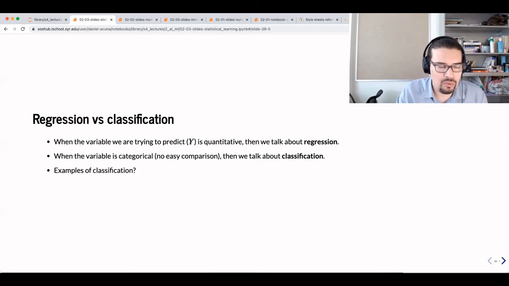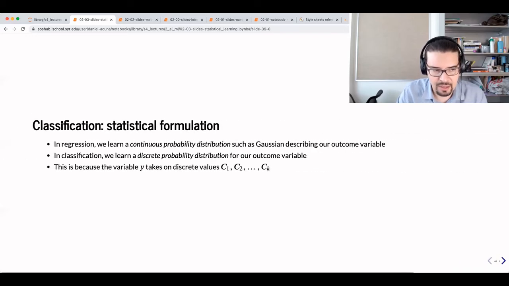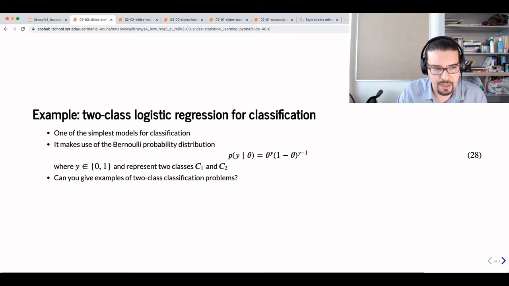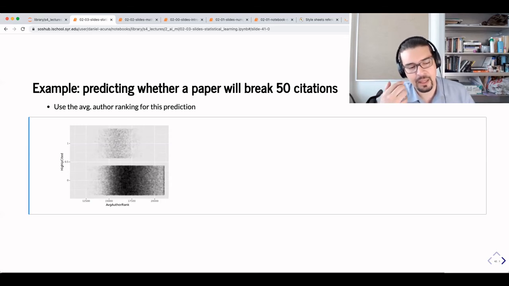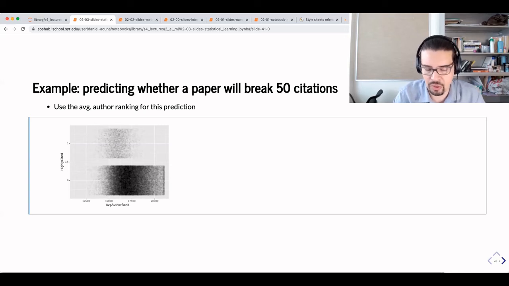Okay, so that's regression. Now classification is the same idea. You can assume, I'm going to skip this, you just can assume that instead of being a Gaussian distribution as an outcome, you can assume that it's another distribution that has just discrete outcomes. And for a classification such as this one, the hit paper classification, you can assume that the outcome is a distribution known as the Bernoulli distribution.